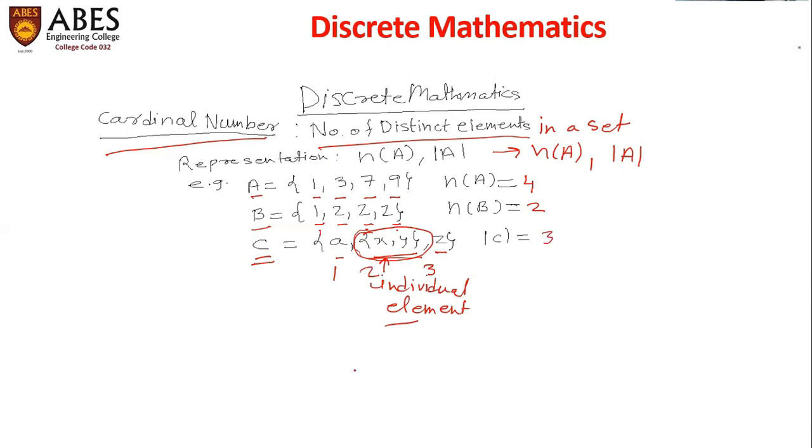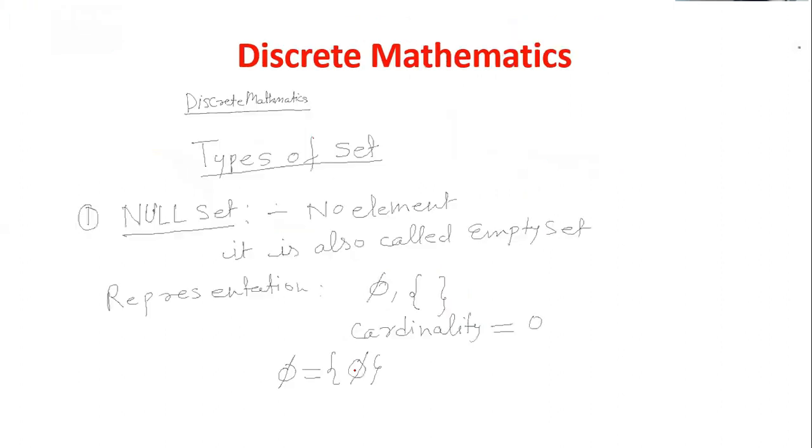Now I'm going to the next topic. There are various types of sets available in set theory. The first one is the null set. A null set is a set which contains no element.